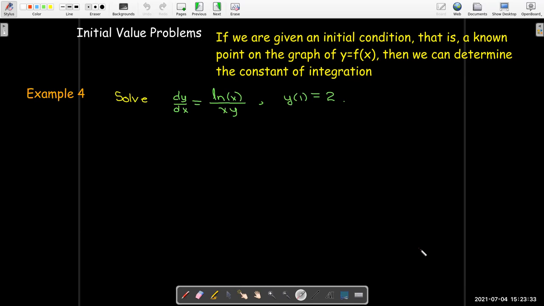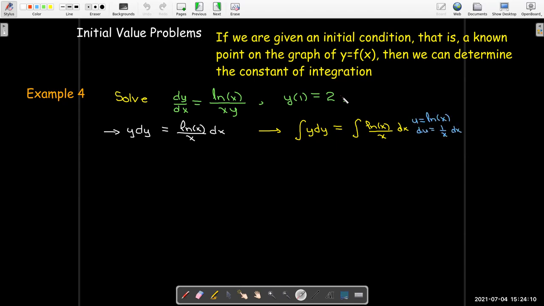So if I look at this example, I'm going to solve dy dx equals the natural log of x over x times y. And I'm told that y of 1 equals 2. In other words, when x equals 1, y equals 2. So first, let's perform our steps. I can write that as y dy equals natural log of x over x dx. Now when I take the integral of both sides, to find the antiderivative, I'll need a u substitution on the right-hand side. So u will just be natural log of x, du equals 1 over x dx.